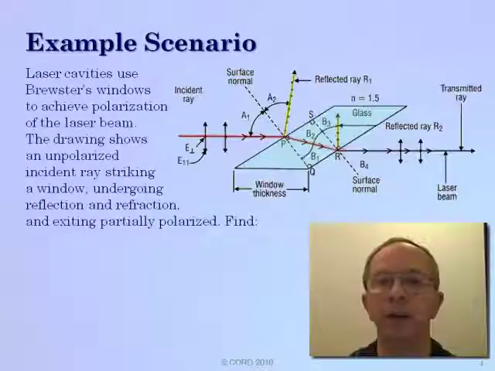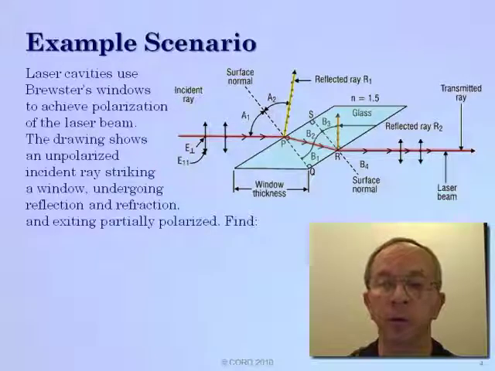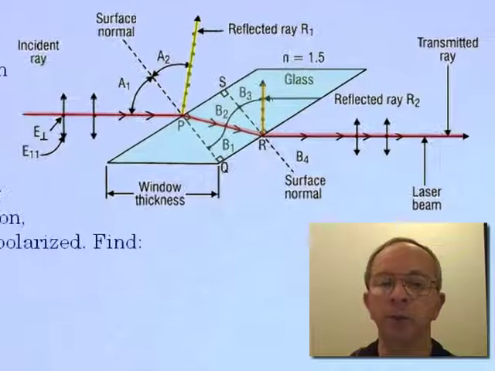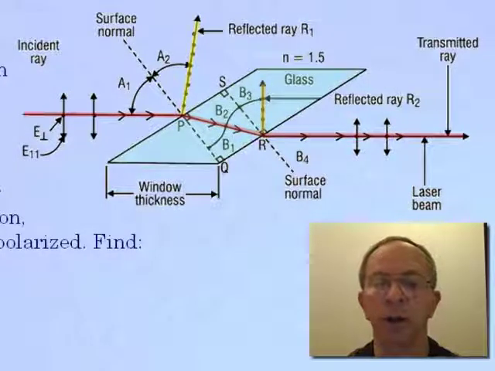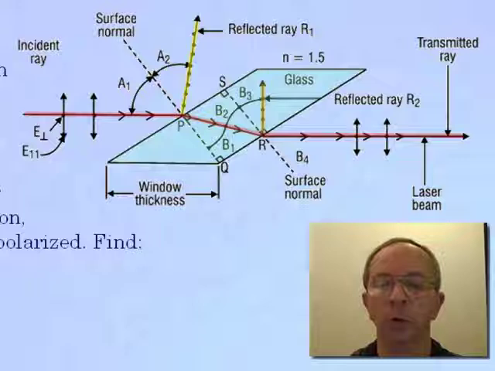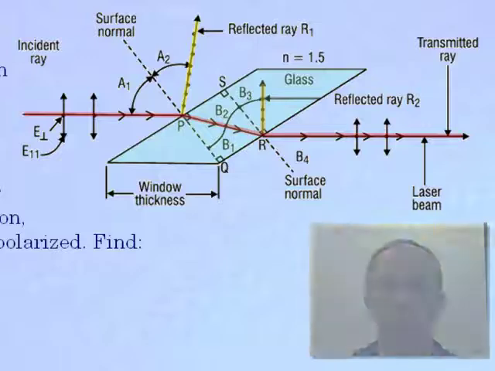Here's an example scenario that you might encounter as a photonics technician. Laser cavities use Brewster's windows to achieve polarization of the laser beam. The drawing shows an unpolarized incident ray striking the window, undergoing both reflection and refraction. And the same thing at the exit media, reflection and refraction.